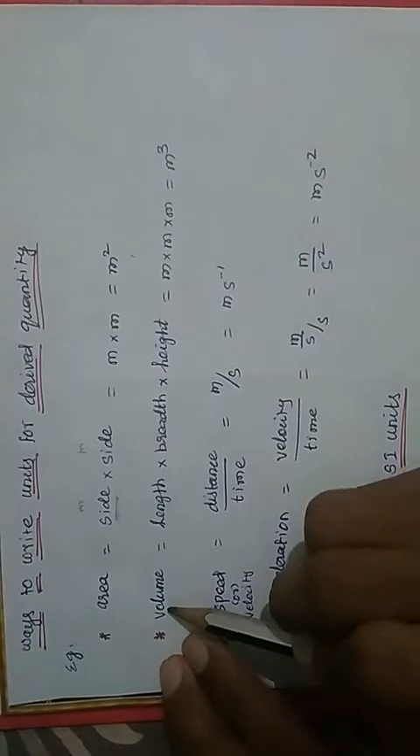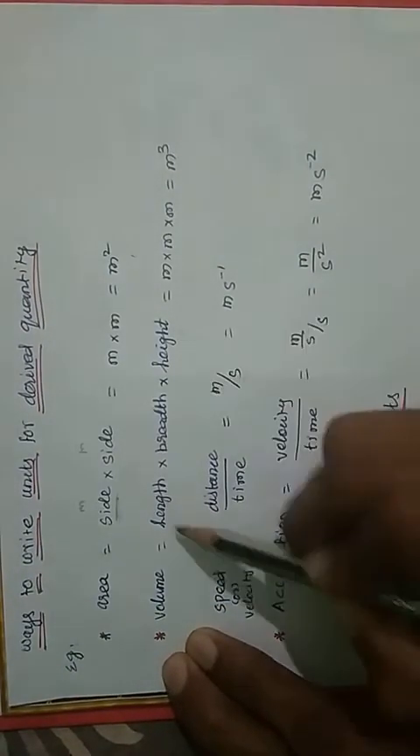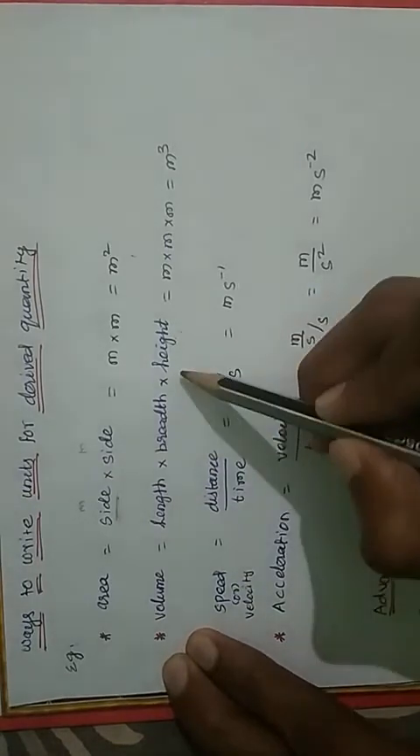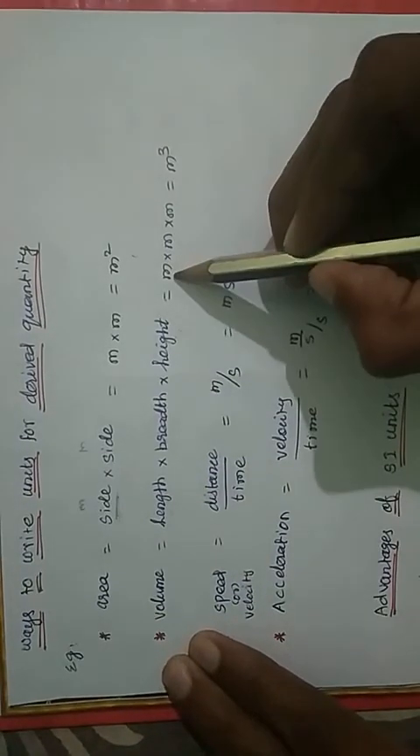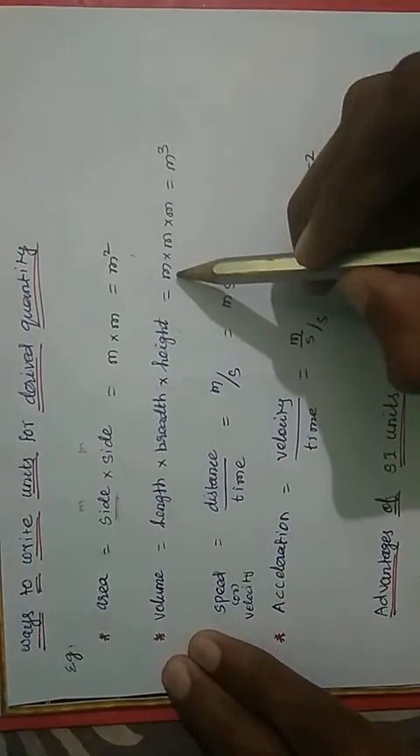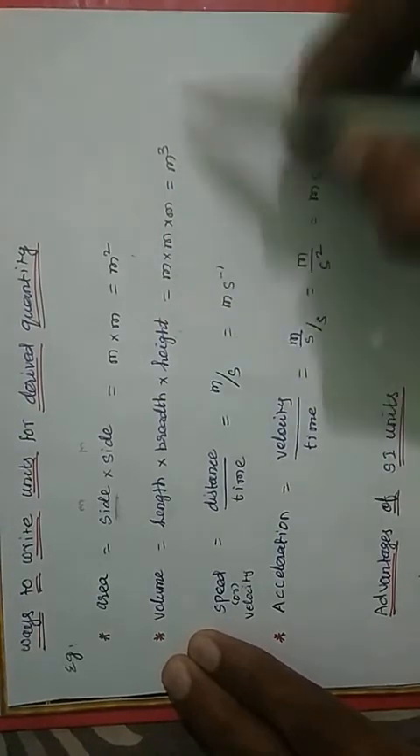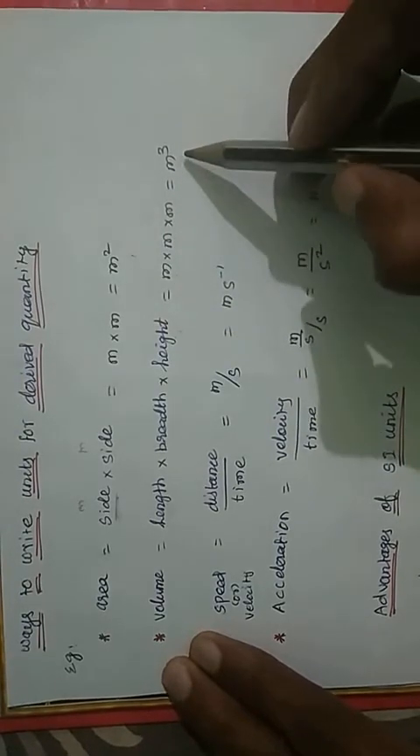Likewise, the volume is also contributed like this: length, breadth, and height. So all these three physical quantities can be measured only in meters. Length, breadth, height, all are representing the distance. Distance can be measured only by means of meters. So meter into meter into meter becomes meter cube.